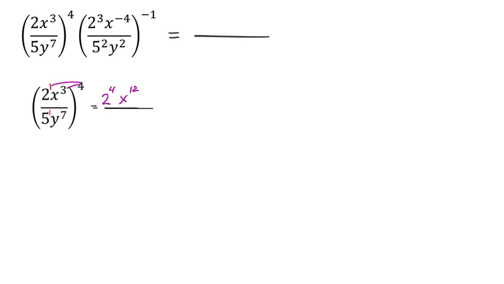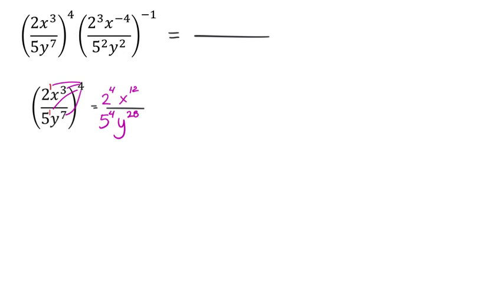Now that's my numerator, but it applies also to the denominator. So I've got 5 to the power of 1 times 4, which is 4. And then y to the power of 7 times 4, which is 28. Okay, so that's my first fraction. Okay, so I said I was going to put it there. Let's do it. Oh, you know what? Let's take that back. Let's evaluate that.